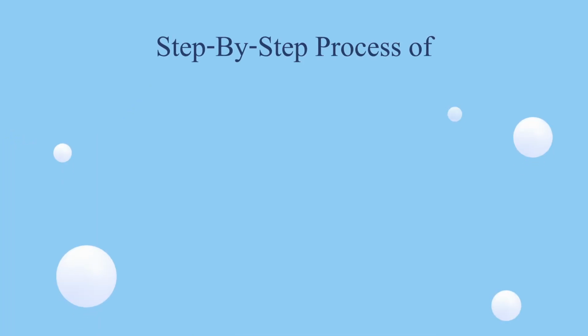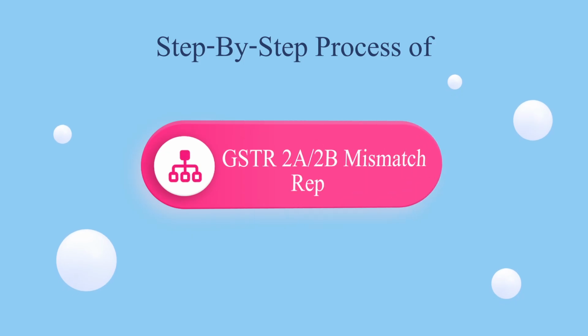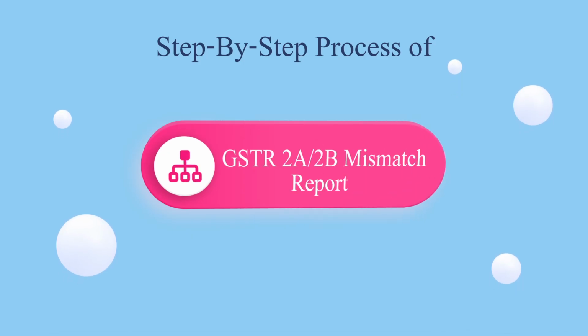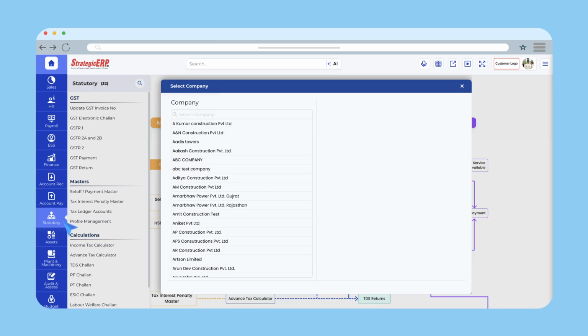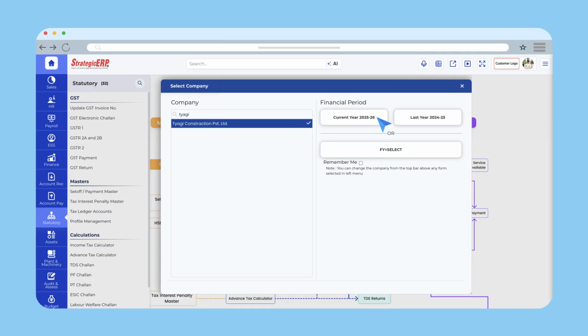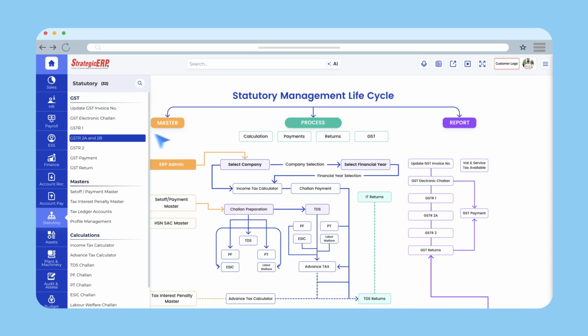Let us understand the step-by-step process of generating a GSTR 2A 2B mismatch report in StrategicERP. Navigate to the Statutory Management module. Select the company and financial year. Select the GSTR 2A 2B form.